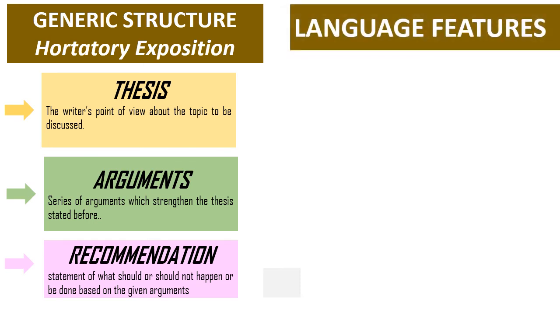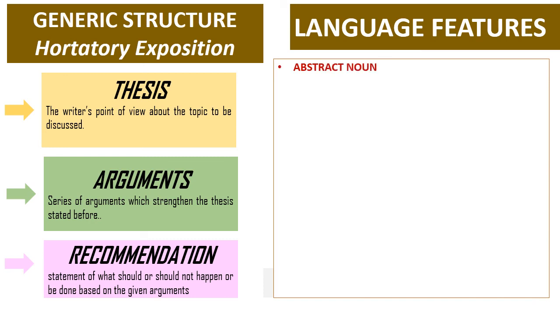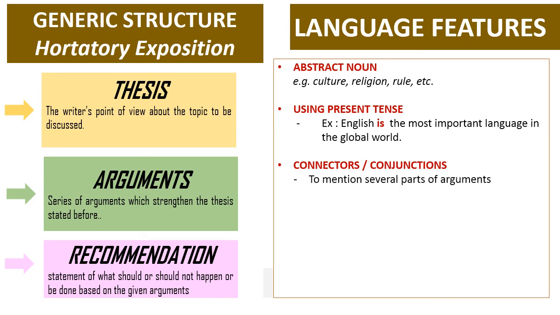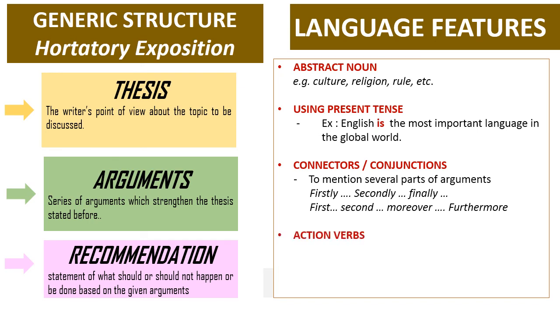Next, the language features of hortatory exposition. It usually uses abstract nouns, for example, culture, religion, rule, etc. And then also using present tense. Next, connectors or conjunctions. The connectors or conjunctions are used to mention several parts of arguments, for example, firstly, secondly, finally, moreover, furthermore, and etc.